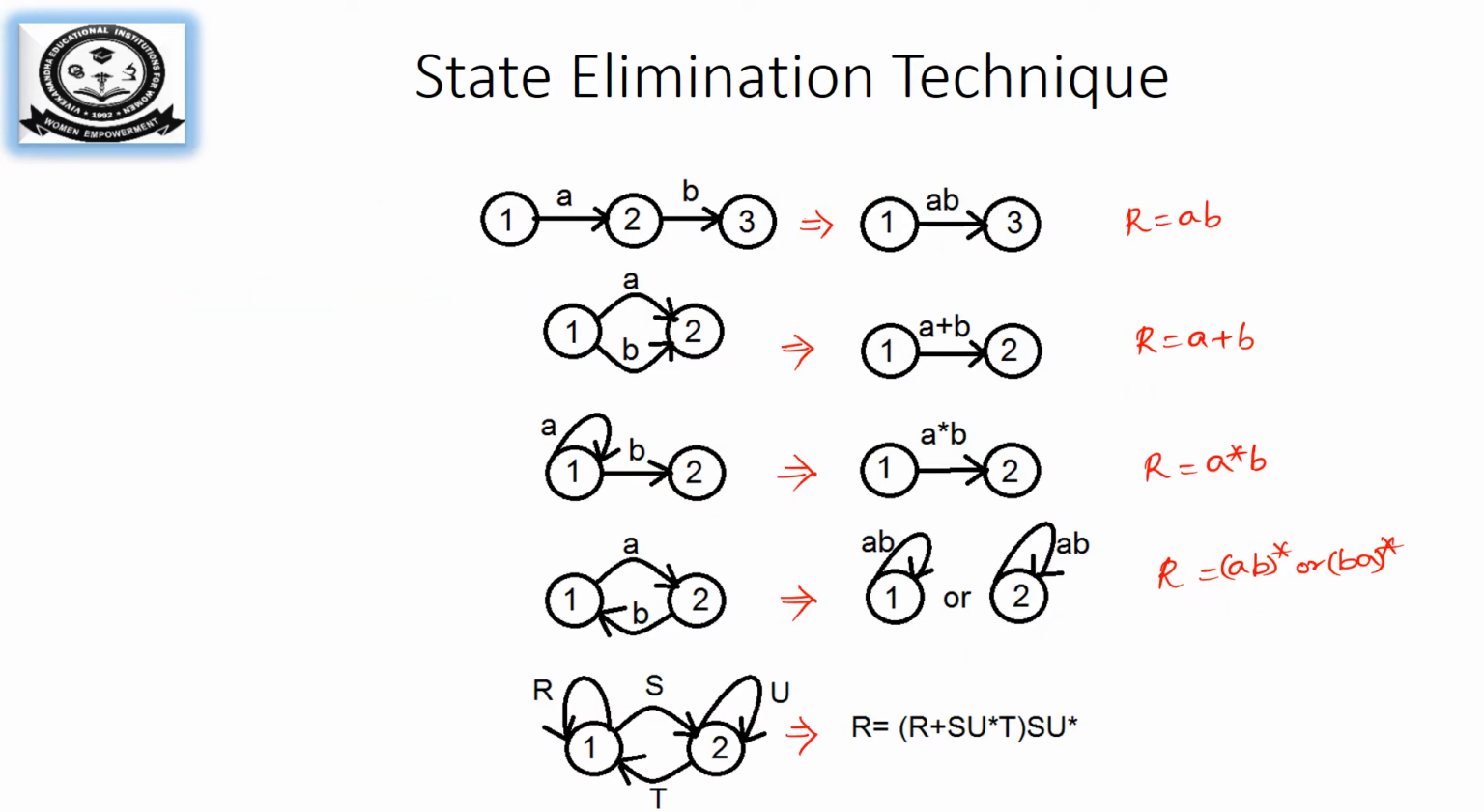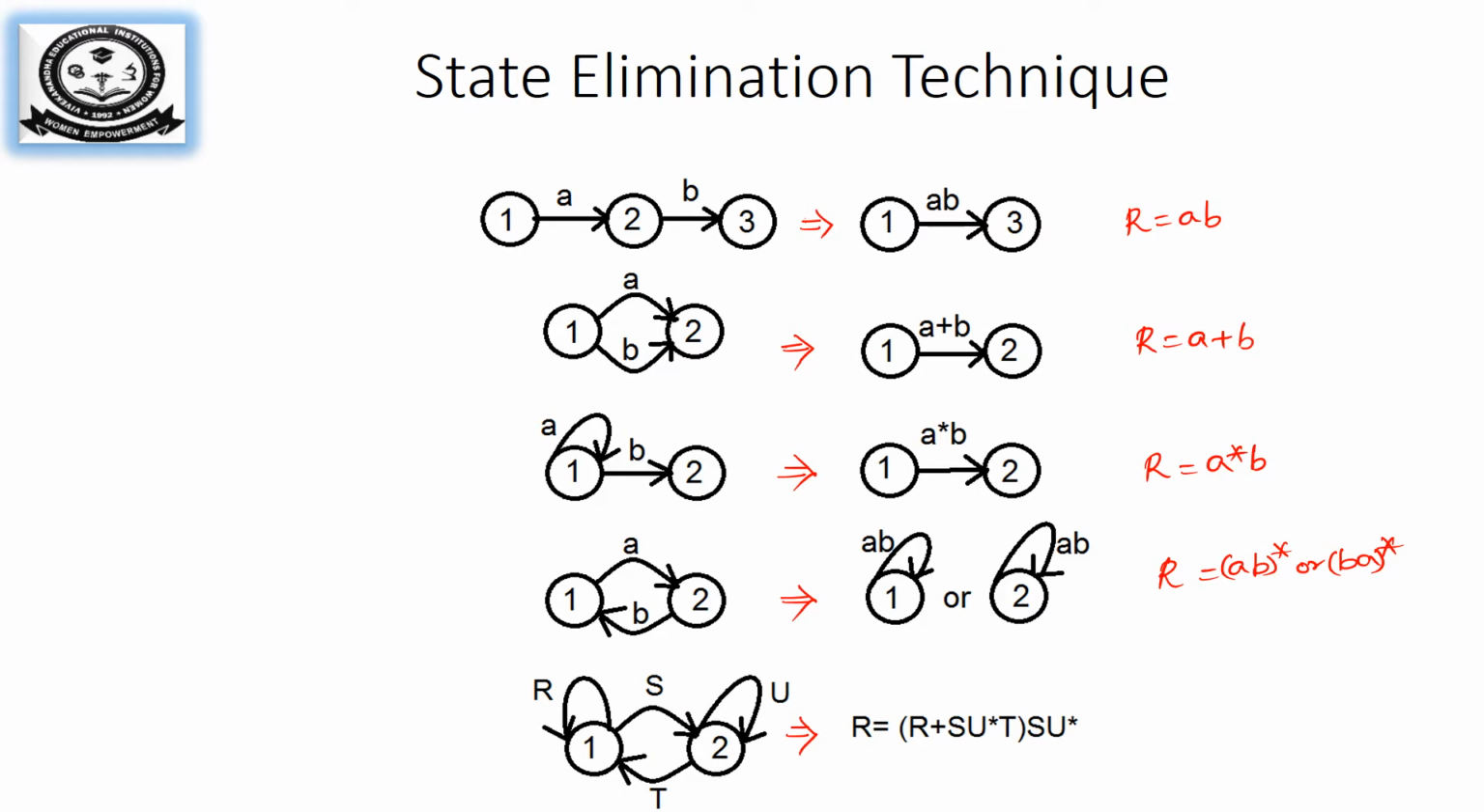So let us have some simple examples. Suppose you have states 1, 2, 3 in the first diagram. You have a transition from 1 to 2 on A and 2 to 3 on B. This can be combined using concatenation. By removing 2, you will get 1 to 3 with AB. So your regular expression will be R equals AB.